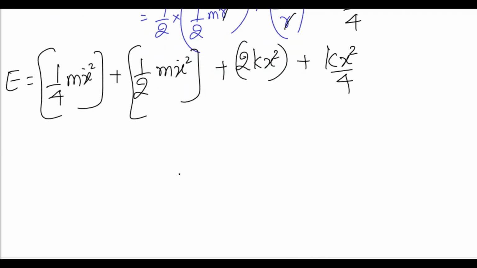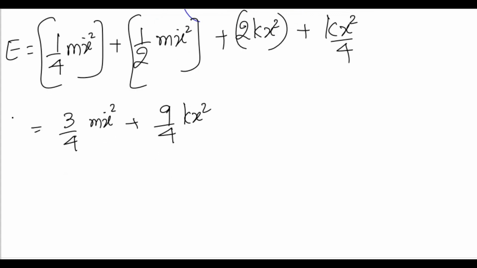Now let us make it even simpler. So 1 by 4 m x dot square plus 1 by 2, which is 3 by 4 m x dot square, plus 2k x square plus k x square by 4. So 2 plus 1 by 4 is 9 by 4 k x square. Okay, so this is very simple mathematics. So now this is the total energy.